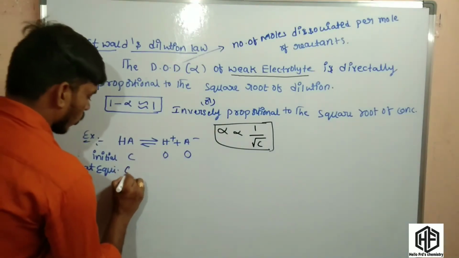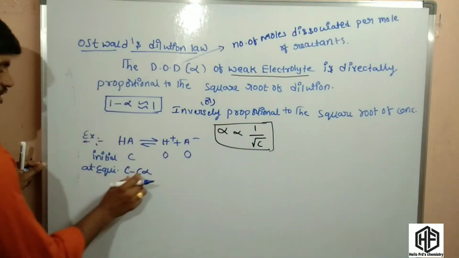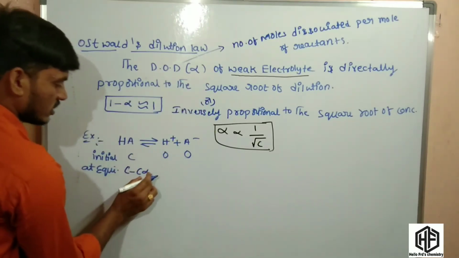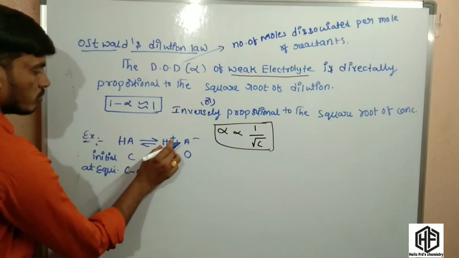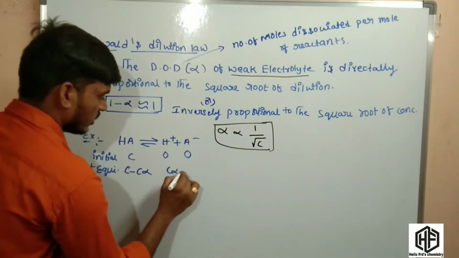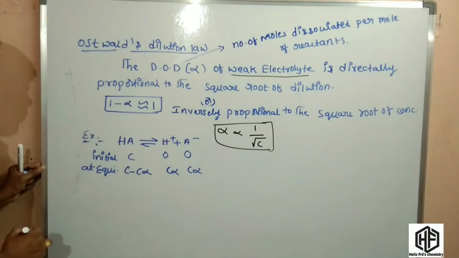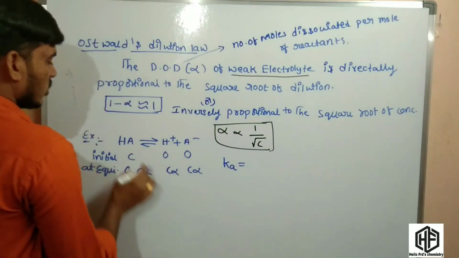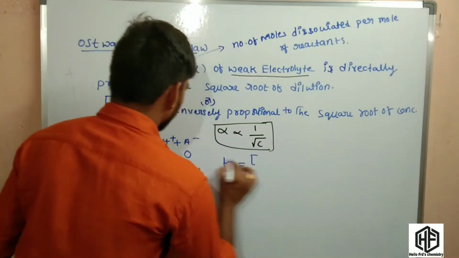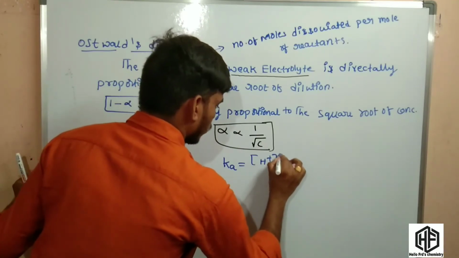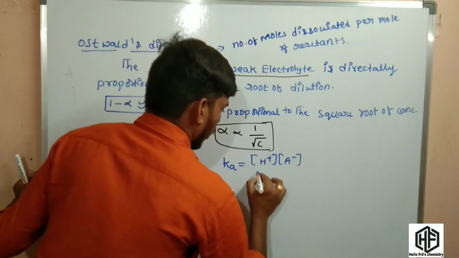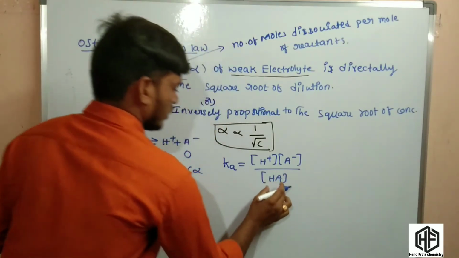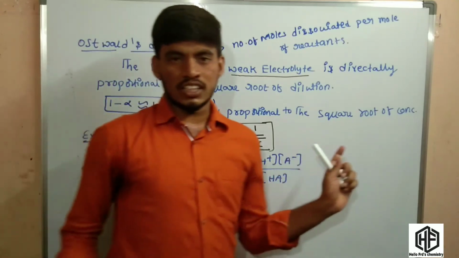Now the remaining reactant is C minus C alpha. This is a very important step. The C alpha moles of reactant form C alpha moles of products, so H plus is C alpha and A minus is C alpha. Now Ka, the ionization constant of this reaction, is concentration of H plus into concentration of A minus by concentration of HA, that is, concentration of products by concentration of reactants.